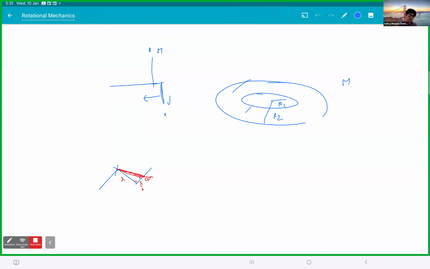Fourth, apply torque equals I alpha. You can take torque about any point, but preferably about the hinge. Basically, you want a point in the inertial frame, or the center of mass, because you don't want to include pseudo forces. As long as you can be sure there are no pseudo forces, you can take it.